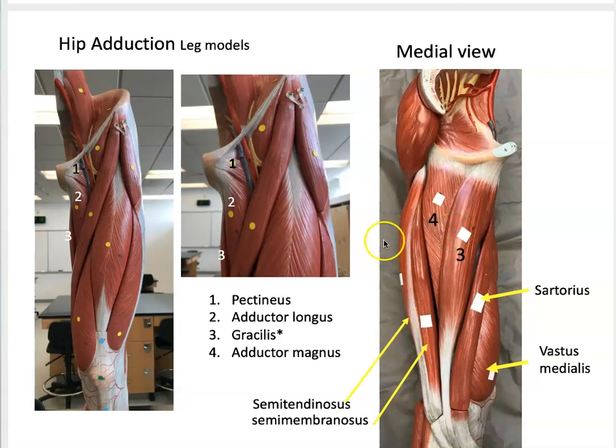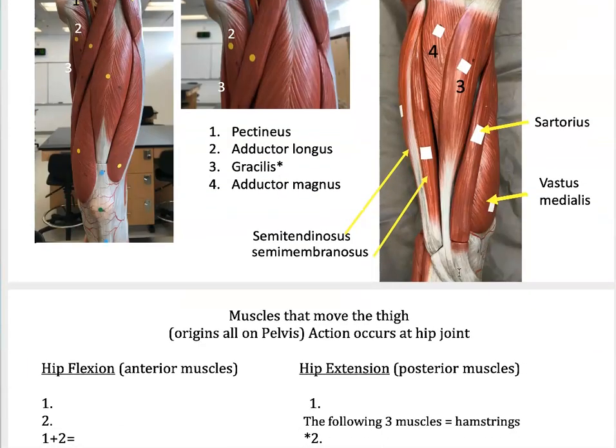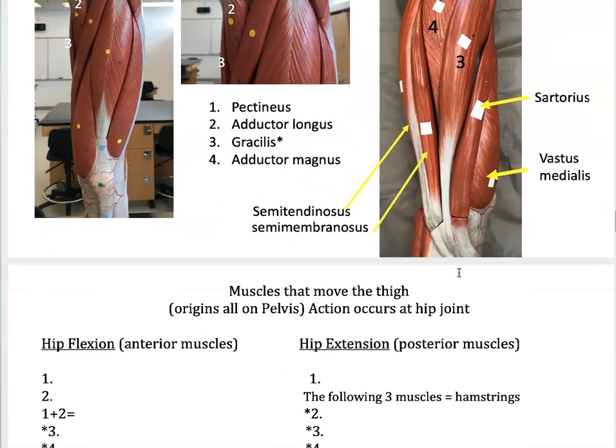So hopefully you can see that. Gracilis, real hard to see here. Huge gracilis right down the middle here. So hopefully you can see those. I think we're going to stop there. I think we finished.